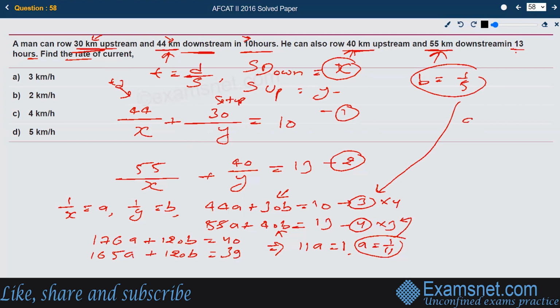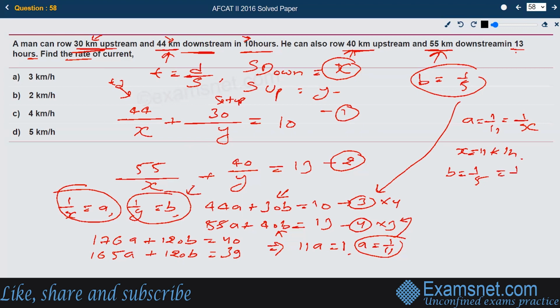Now, if a is 1 by 11, we had assumed a as 1 by x. So 1 by 11 is nothing but 1 by x, so the x value would have been 11 km per hour. Similarly, b is coming out to be 1 by 5. We assumed b as 1 by y, so the y value comes out to be 5 km per hour.